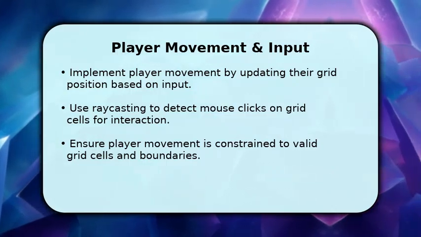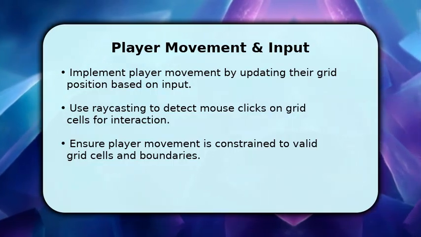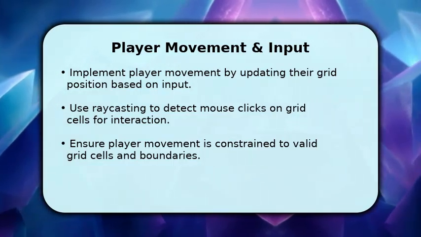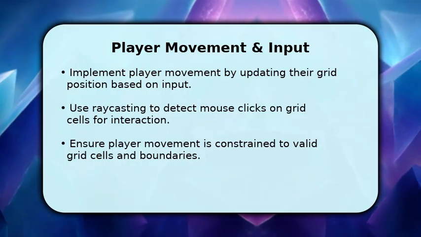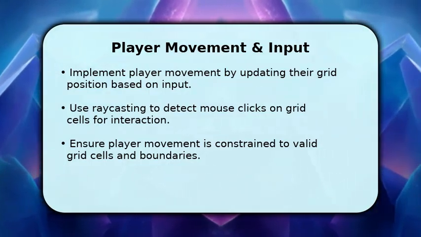For interactions, consider using raycasting from the camera to detect which grid cell the player has clicked on. Always validate movement to prevent players from going off-grid or into blocked areas, enhancing the game's integrity.